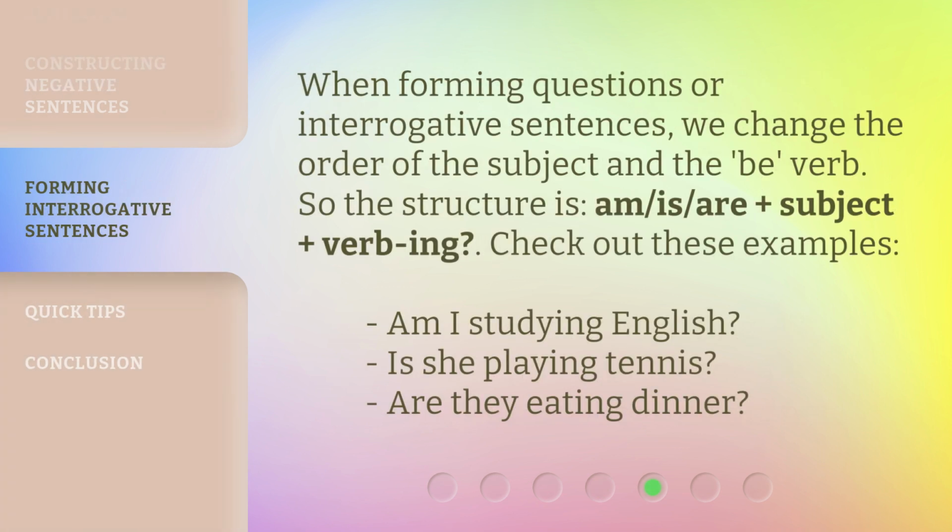When forming questions or interrogative sentences, we change the order of the subject and the be verb. So the structure is am, is, are plus subject plus verb ing. Check out these examples. Am I studying English? Is she playing tennis? Are they eating dinner?